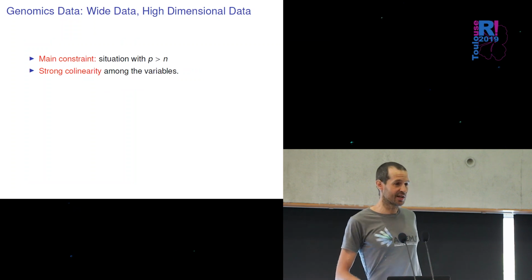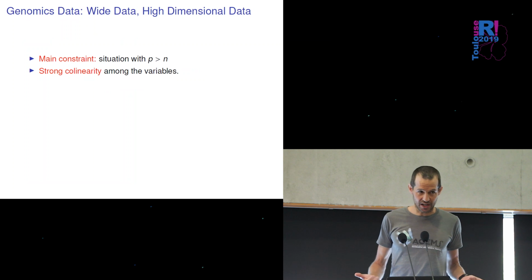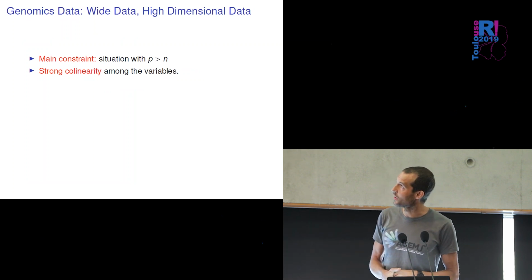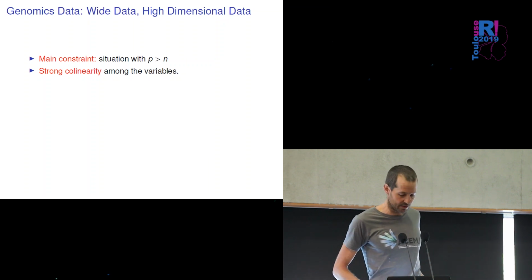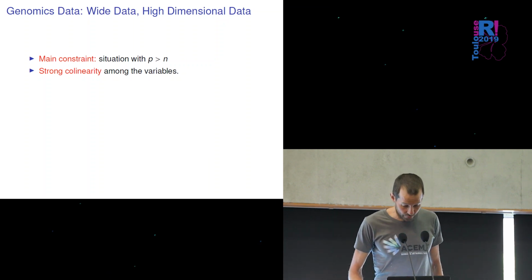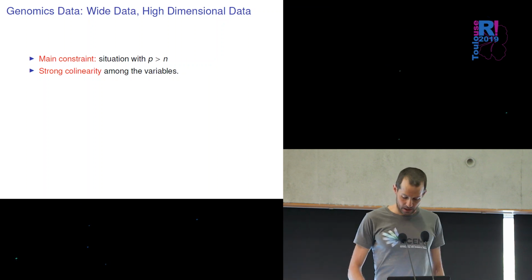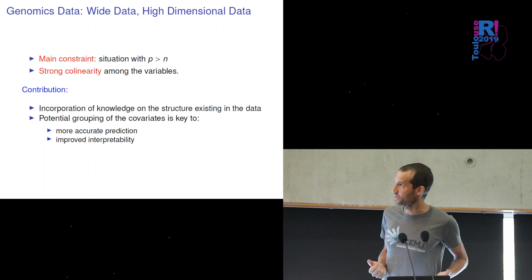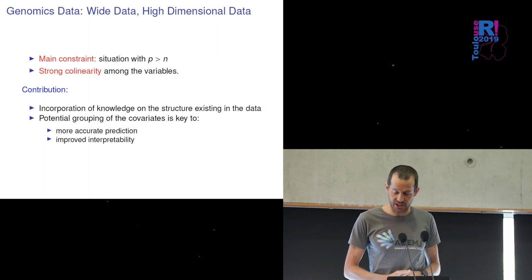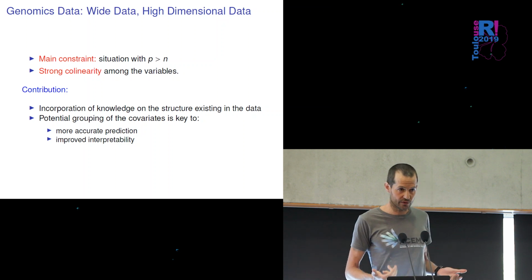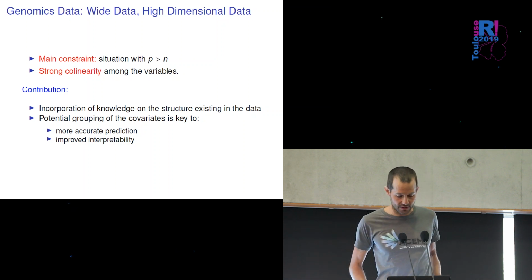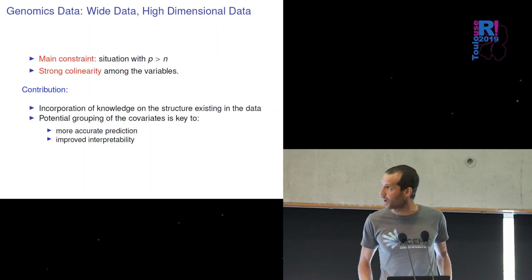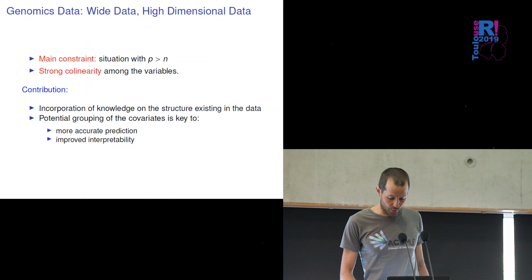So we will start with the wide data, high dimensional data as we also call it in genomics. The main constraint in genomics is that you have more variables than observations, and you also have a lot of collinearity in your data. To deal with this, our contribution in this part was to incorporate some knowledge of the data structure, and to incorporate the group structure in the data. Because when you add more information, you will improve your interpretability and also your prediction.